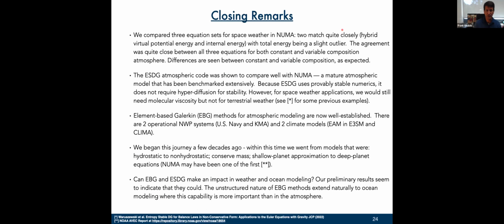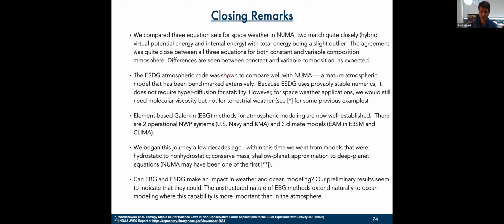So my closing remarks: we compared 3 equation sets for space weather and NUMA. 2 match closely, the hybrid virtual potential temperature, sorry, it should be temperature, not energy, and internal energy, with total energy being the slight outlier. The agreement was close between all 3 equation sets for both constant and variable composition, but there are differences between variable and constant composition, as we should expect. The entropy stable DG atmospheric code was shown to compare well with NUMA. I only showed you one result, but we've done other things like discontinuous bubbles in 3D, that kind of stuff. That'll be in the paper.